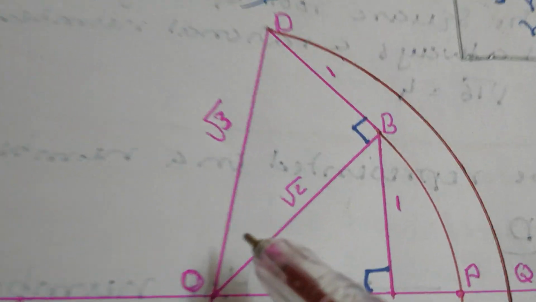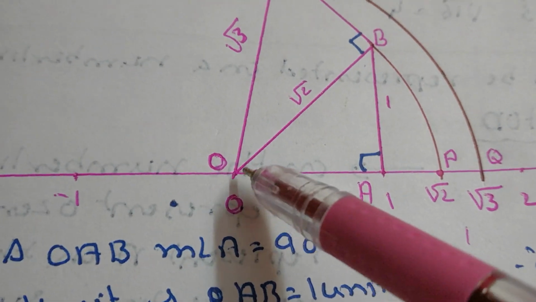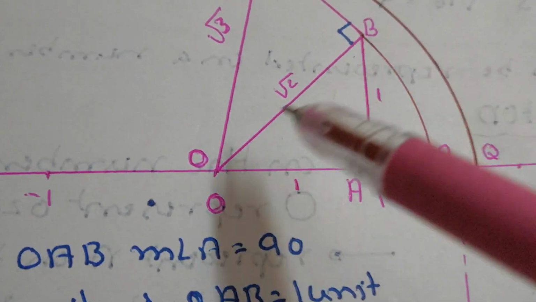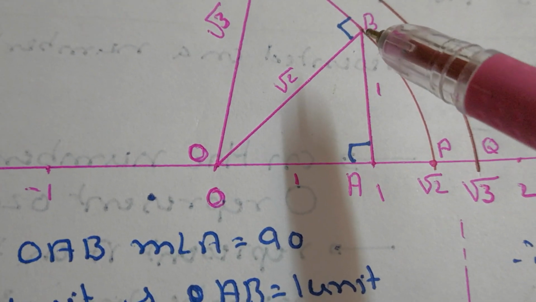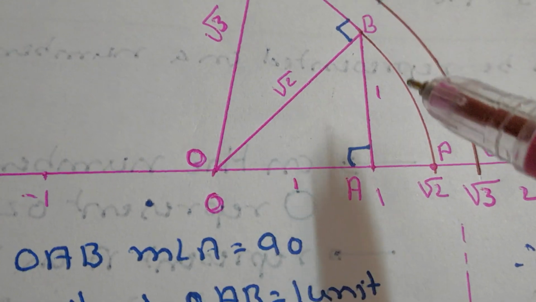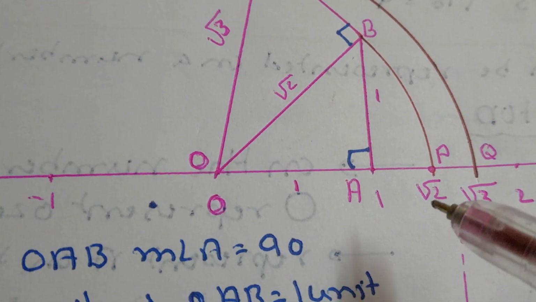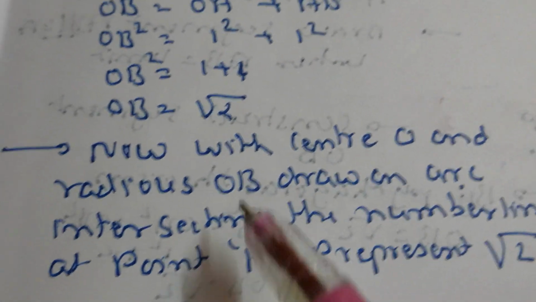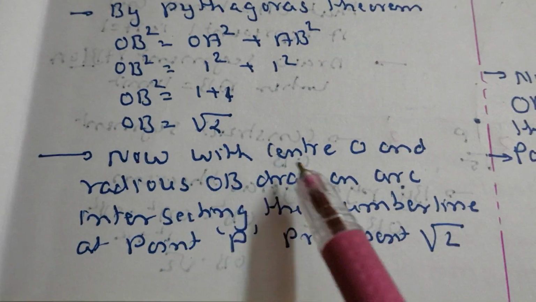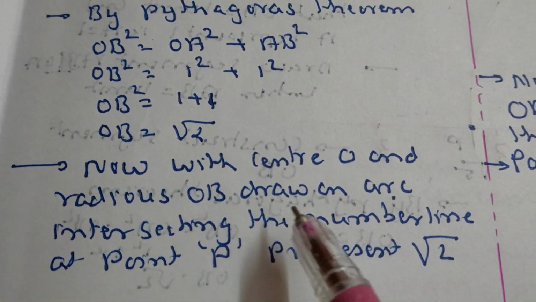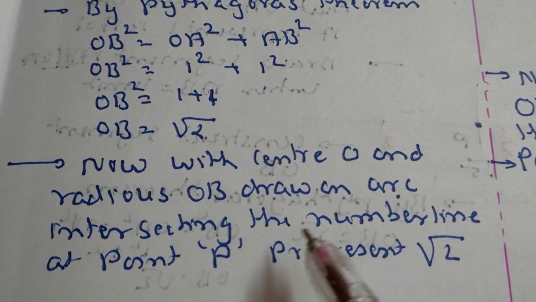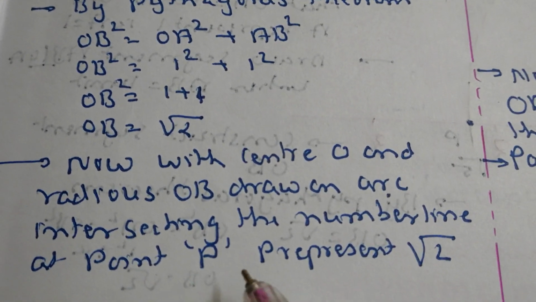Now same way you are going to put your rounder over here at point O and stretch your pencil up till point B and then you are going to draw an arc intersecting the line at point P which shows you root 2. Same thing I have written over here. Now with center O and radius OB, draw an arc intersecting the number line at point P, representing root 2.